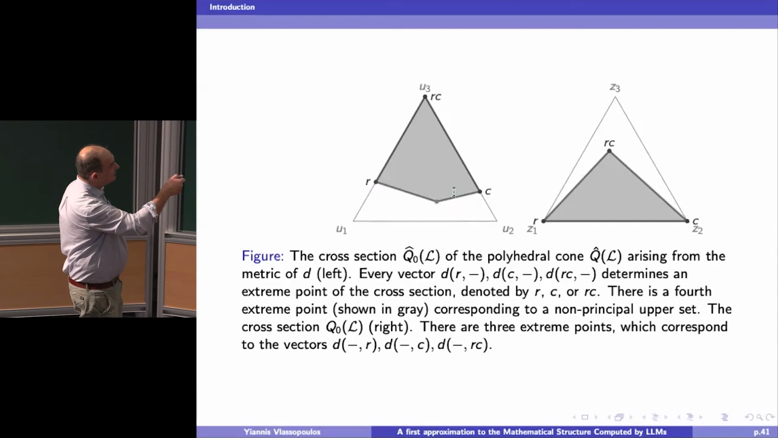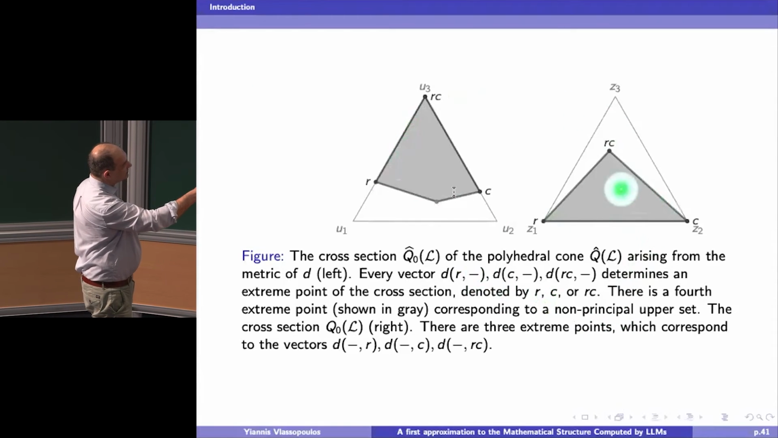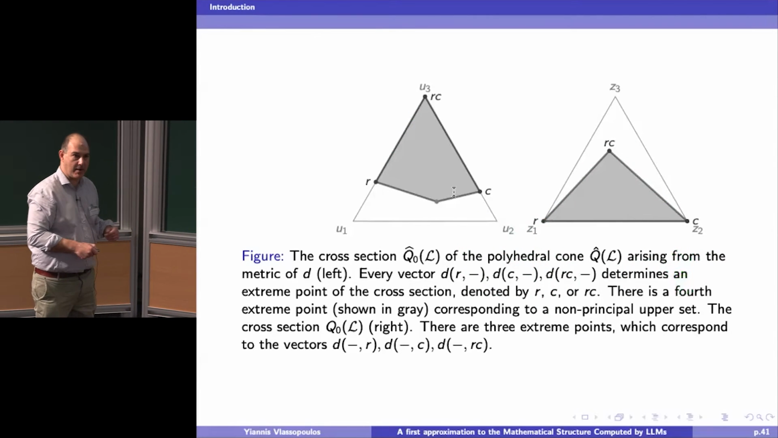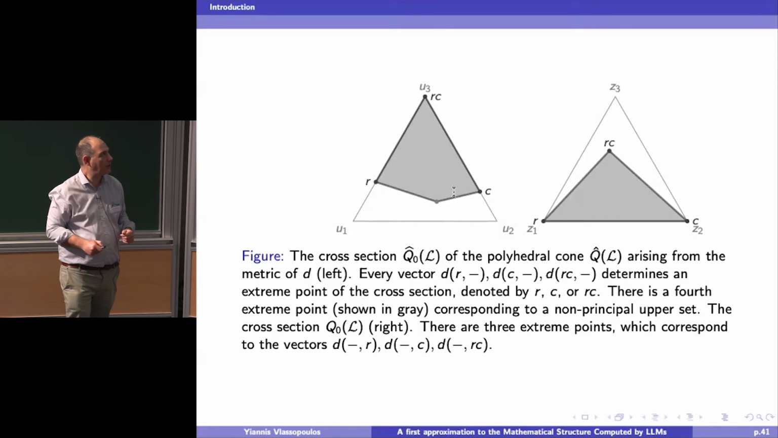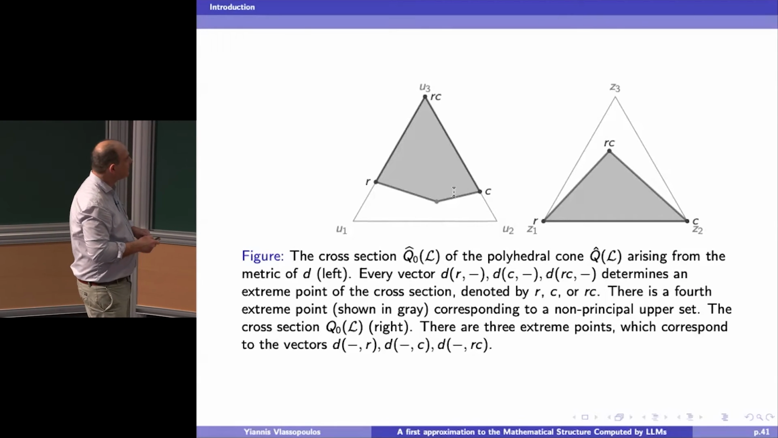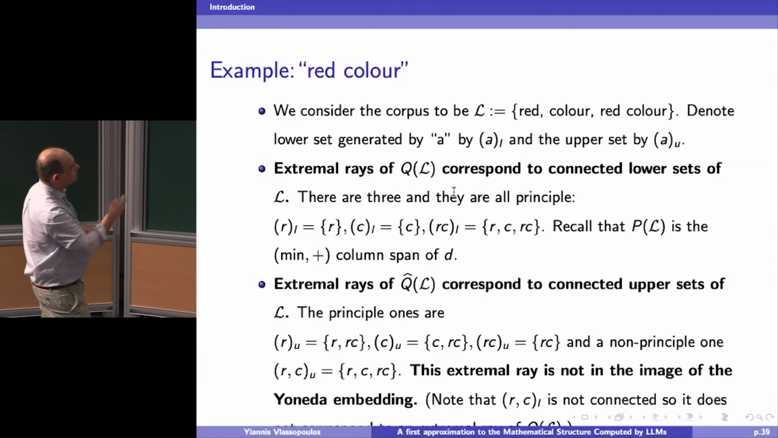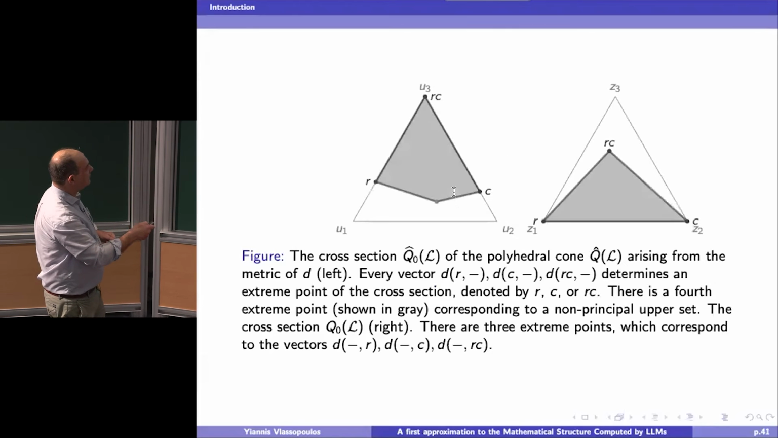On the other hand, here you only have 3 vertices because the lower set generated by R and C is not connected. So it doesn't appear here, because it only includes the connected ones. So this is basically just what I said. This is how it looks.